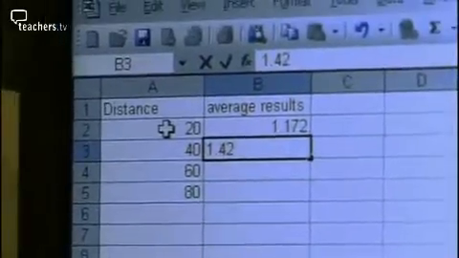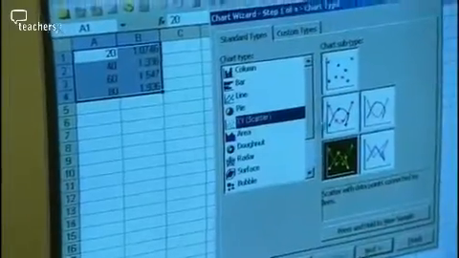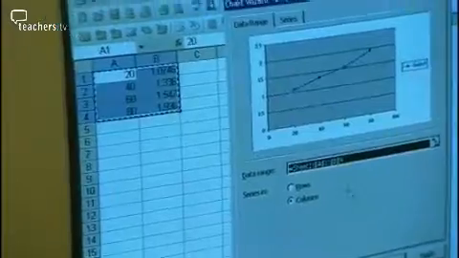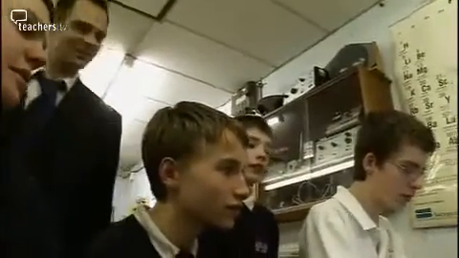Where's our line graph? Third one. Yeah. Line. Next. Or maybe a scatter. Very good, I like it.